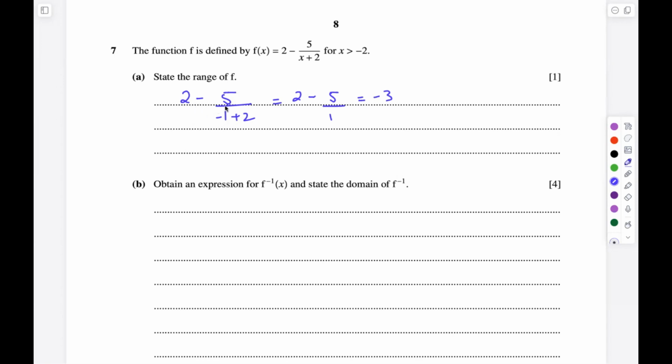So the maximum value of the function f of x can be 2. That will be if 5 upon x plus 2 becomes a 0. So for a very high value of x, 5 upon x plus 2 will become 0. So I'll just write up here that 5 upon x plus 2 will be equal to 0 for a very high value of x.